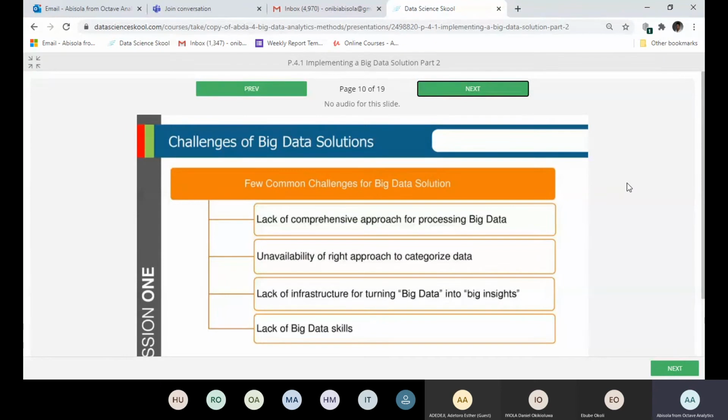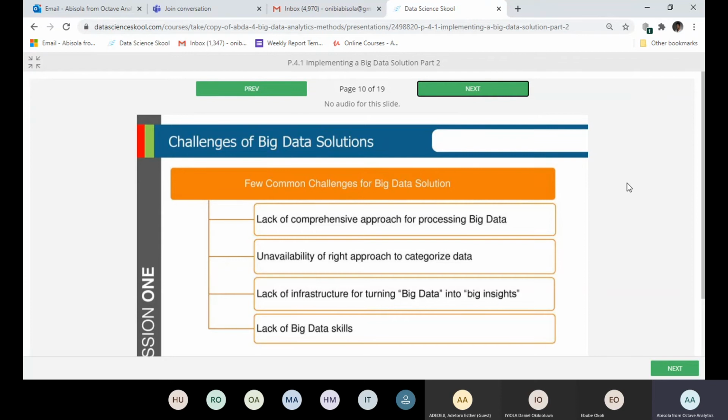Most of the time, we don't have the best approach to process big data. So you have big data that goes into trillions of rows. What technologies do you use? What approaches do you take to process this big data? This is one of the challenges that data scientists face in bringing big data solutions to the table. Another thing is unavailability of the right approach to categorize data. So you don't know the right approach to categorize your data, maybe an organization gets buried in so much data. You have a huge volume of data.